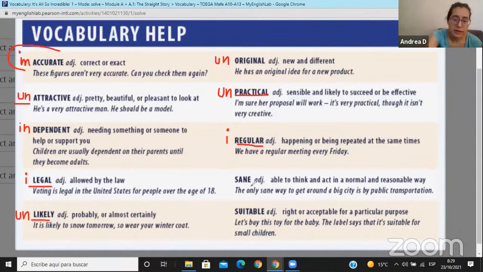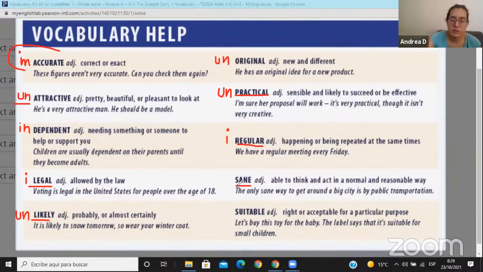Now you have sane. You know what that means? No. Sane basically means cuerdo. So sane is the opposite of crazy, and insane means you're insane. That means you're out of your mind.